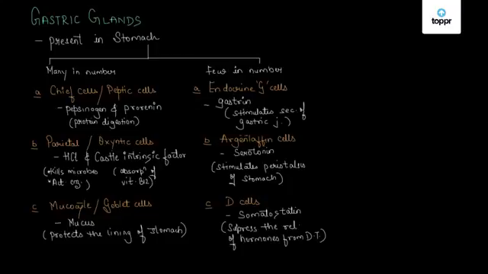So this was about the gastric gland, wherein we saw that there are two types of cells found in the stomach or in the gastric glands, which can be many in number or fewer in number. So the many in number were the chief cells or the peptic cells, the parietal cells or the oxyntic cells, and the mucocytes or the goblet cells. Similarly, the ones which are found fewer in number are endocrine G cells, argentaffin cells, and the D cells. So this was the gastric gland.